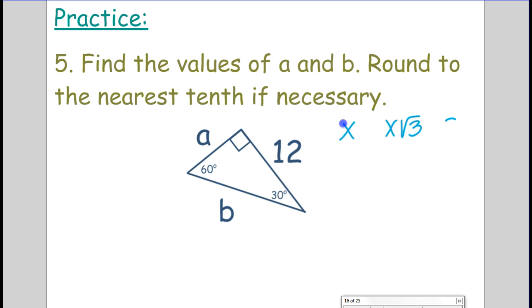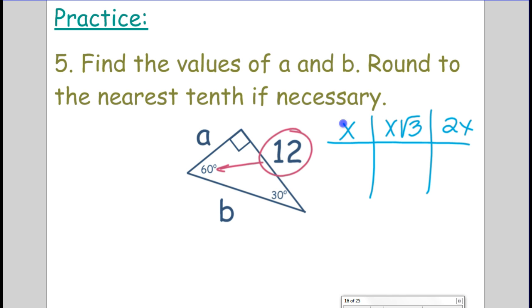x, x root 3, 2x. Anahi, what do we have and what is it across from? We have 12 and what is it across from? What angle? 60. Okay, this is bad news. We have 12 and it's across from 60. So in our chart, we need to put 12 in the 60 column. That's bad news because it doesn't have a root 3.